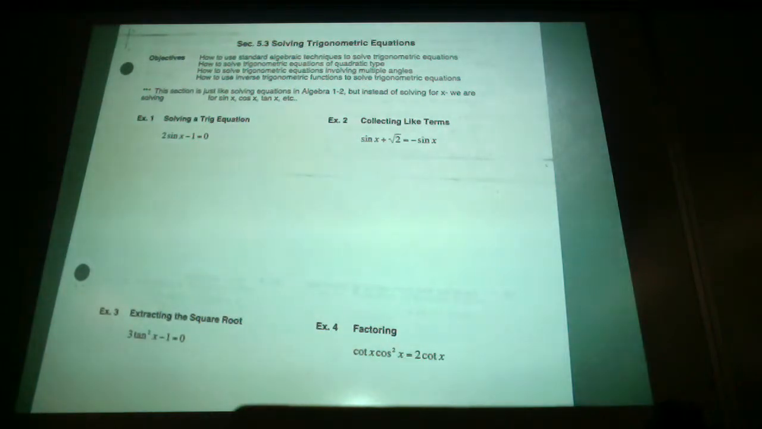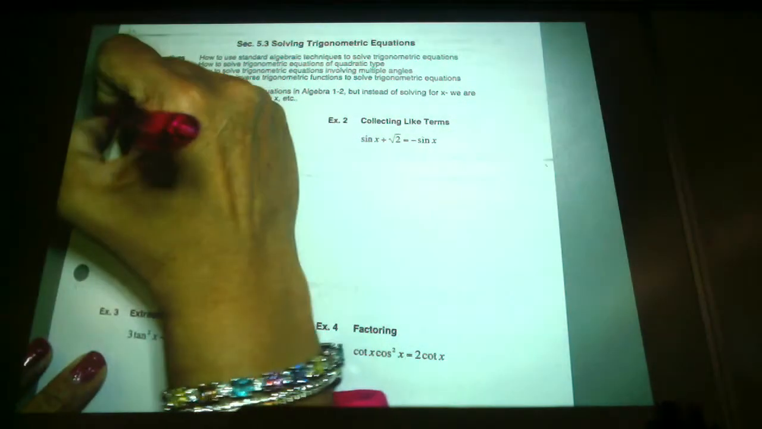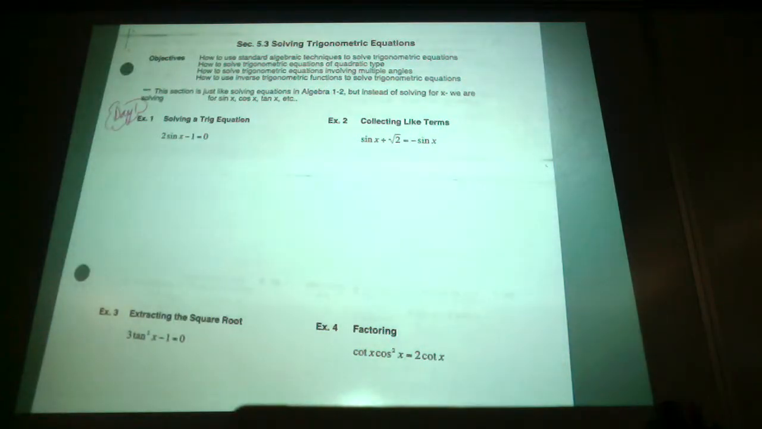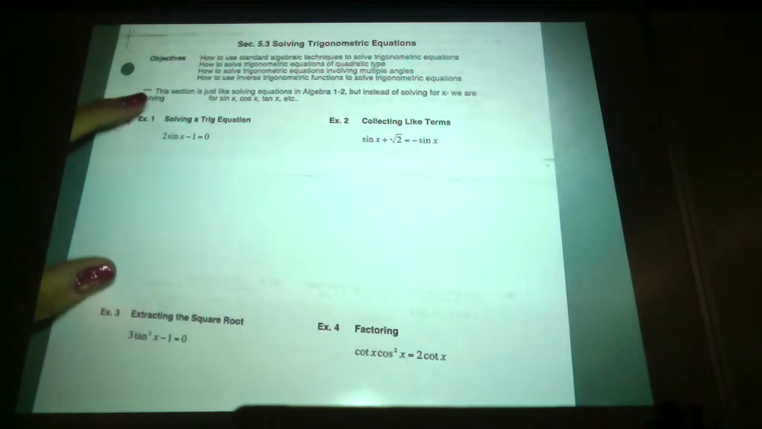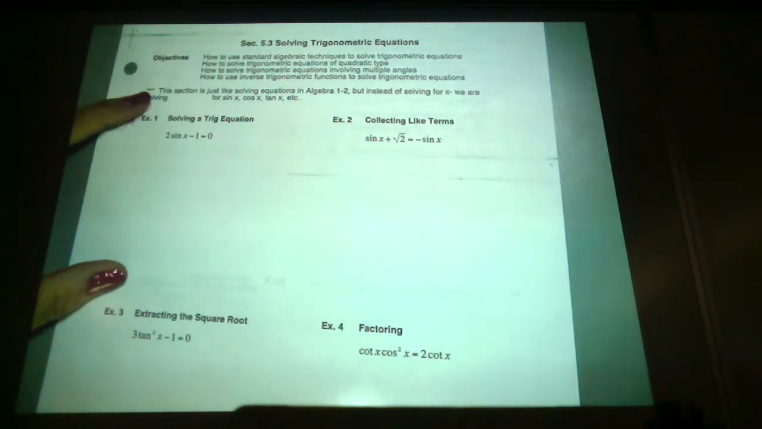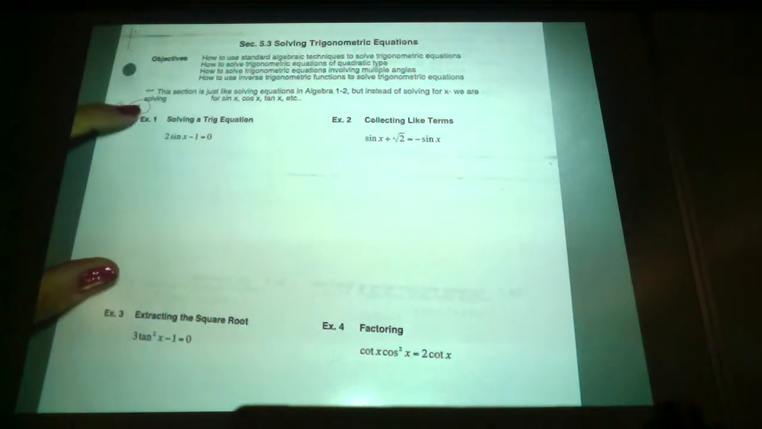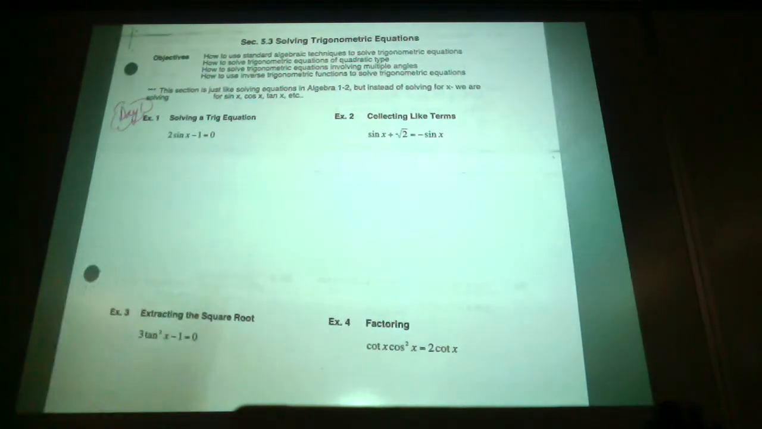So, day 1. We're not going to go through all of this today. I think we're just doing page 1 today. So we're going to solve a trig equation. If you look up here, it says the section is just like solving equations in Algebra 1-2, which is your first year algebra, but instead of solving for x, we're solving for sine, cosine, tangent, etc., your trig function.